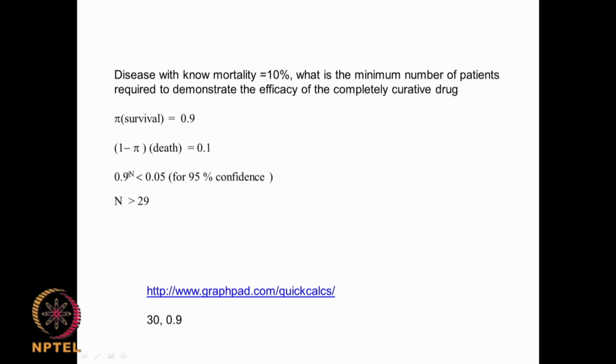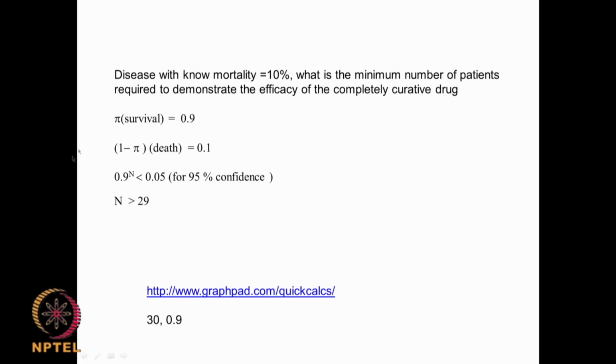Okay. Now if I take n patients, then survival for each one is 0.9. So 0.9 into 0.9 into 0.9, I do it n times, that is why I have 0.9 raised to the power n. Now this should be less than 0.05, to get a confidence of 95%. So if I calculate this, I get n should be greater than 29. That means I should have at least 29 patients and show that none of them die. If I do that, then I have a 95% confidence that the drug has a completely curative effect.